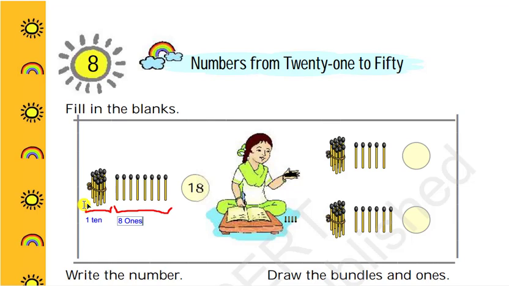So in total, if we count, here it is 10 and here it is 8. So 10 plus 8 is equal to 18. Now how do we count 18? Here we know it is 10. From here we will start. After 10 comes 11. So 11, 12, 13, 14, 15, 16, 17, 18. So finally we get 18.